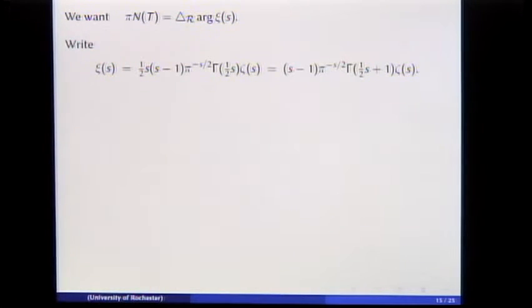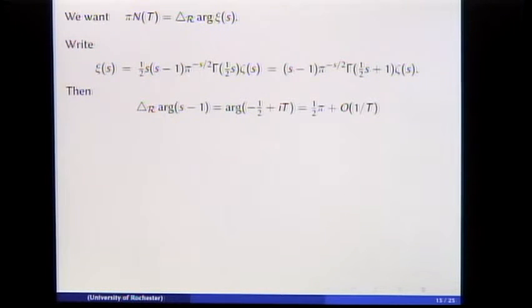So xi of s looks like this. That's its definition. I'm going to start by taking the half s and combining it with the gamma function. Remember that gamma of z times z is gamma of z plus 1. So I get rid of the half s, and it becomes gamma of half s plus 1 there. And then I want the change in argument of xi. Xi is a product of terms, so I have to add the changes in arguments of the individual pieces.